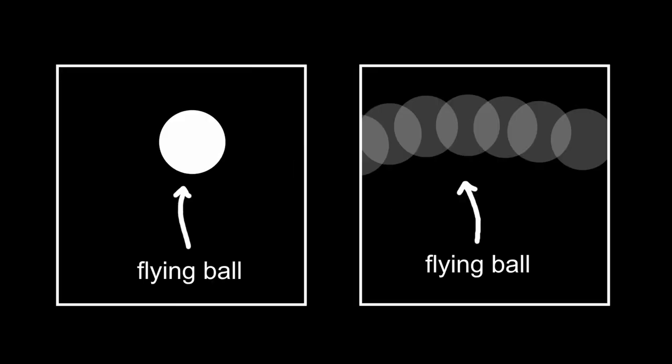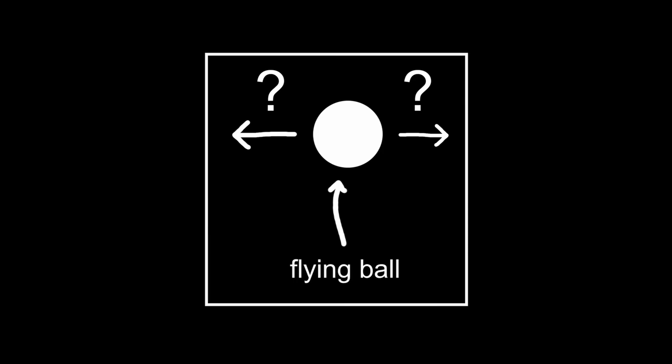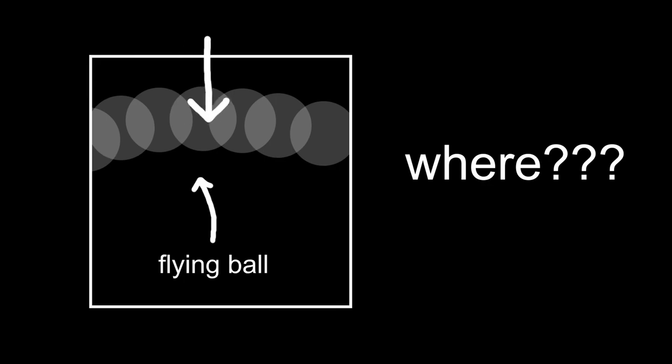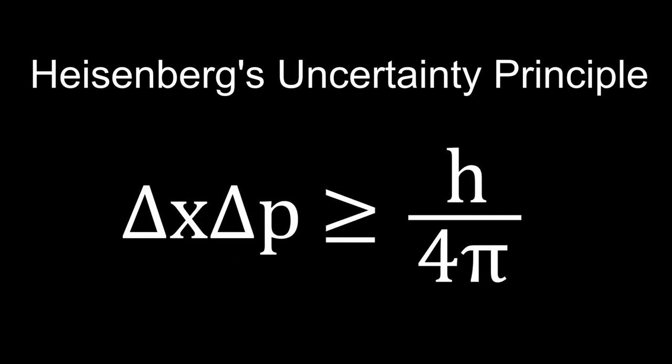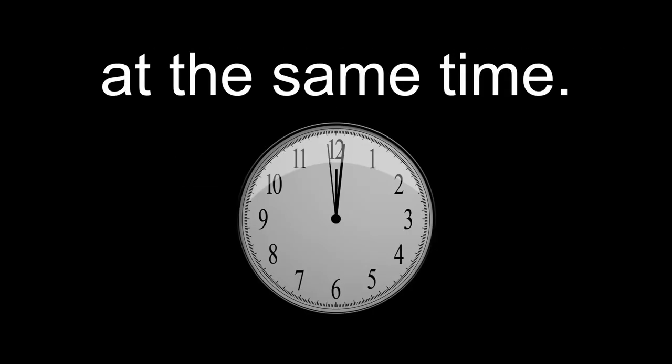Speaking of observing particles, they're also super sensitive about their private data. Look at these two images of a flying ball. In one, you can clearly see where the ball is, but not in which direction it's moving, and in the other, you can see where it's moving and approximately how fast, but not where exactly it is at the moment. That is essentially Heisenberg's uncertainty principle. You can never know both the exact position and the exact speed of a quantum particle at the same time.